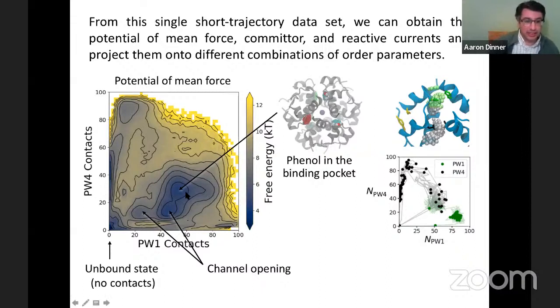Okay, so just to orient you, here at about 60-30 is phenol in the binding pocket. So it's in essence the crystal structure. These couple other minima, those are with the channel open and varying degrees of the phenol coming out. And then when the phenol is totally unbound, we're at 0, 0. There are no contacts, okay? All right, so that's the potential of mean force. We have minima at key states.